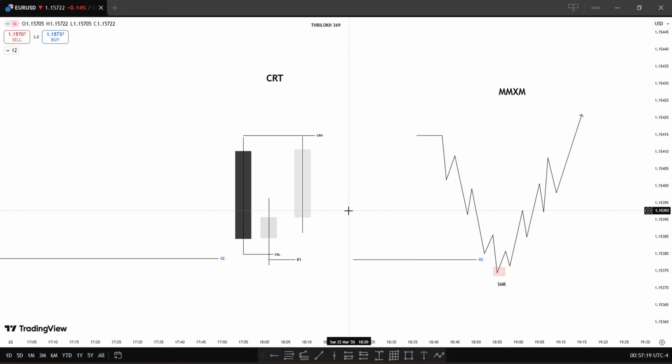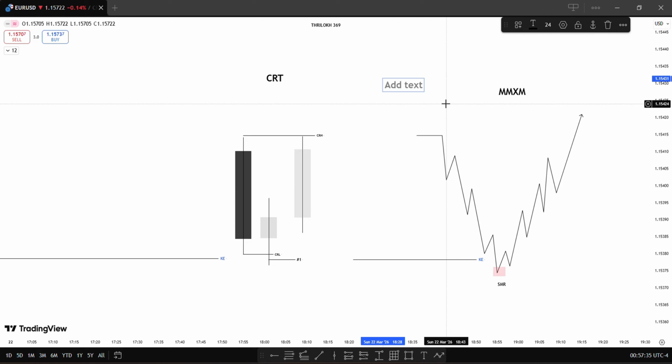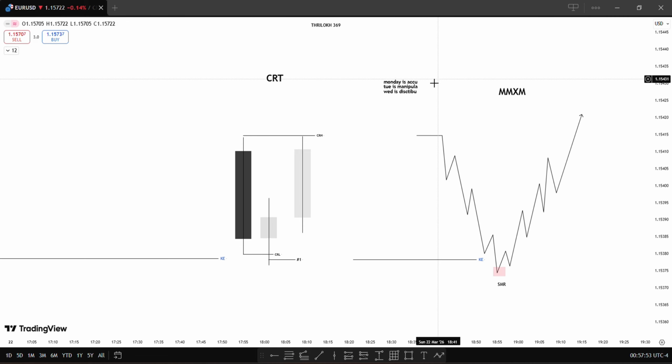Daily is also the second best CRT to trade. By the way, we wait for 2 days to complete that CRT. The first day can be accumulation, like Monday can be accumulation, and Tuesday can be manipulation. Monday is accumulation, Tuesday is manipulation, and Wednesday is distribution. These are what exist in the market. The common classical three candle CRT.